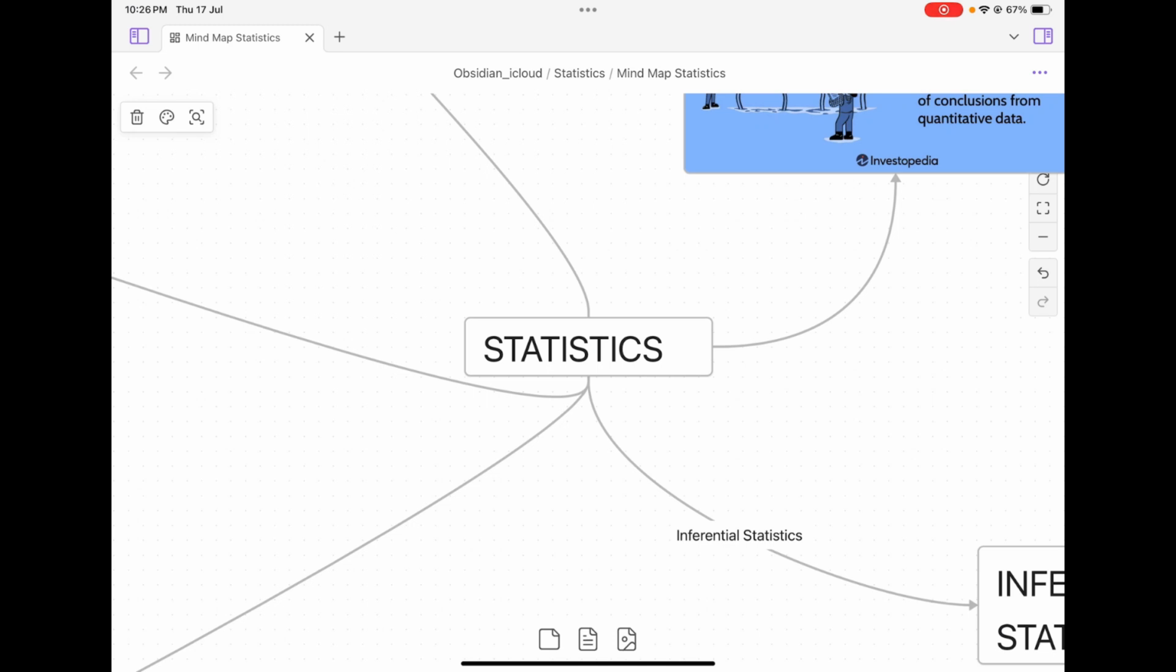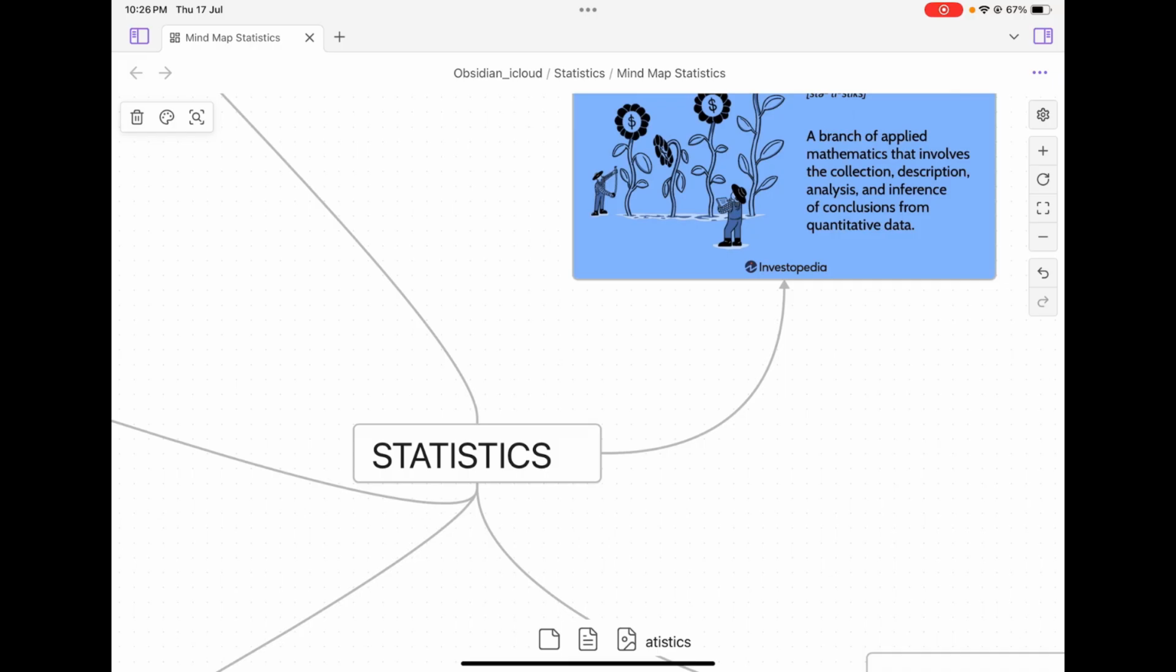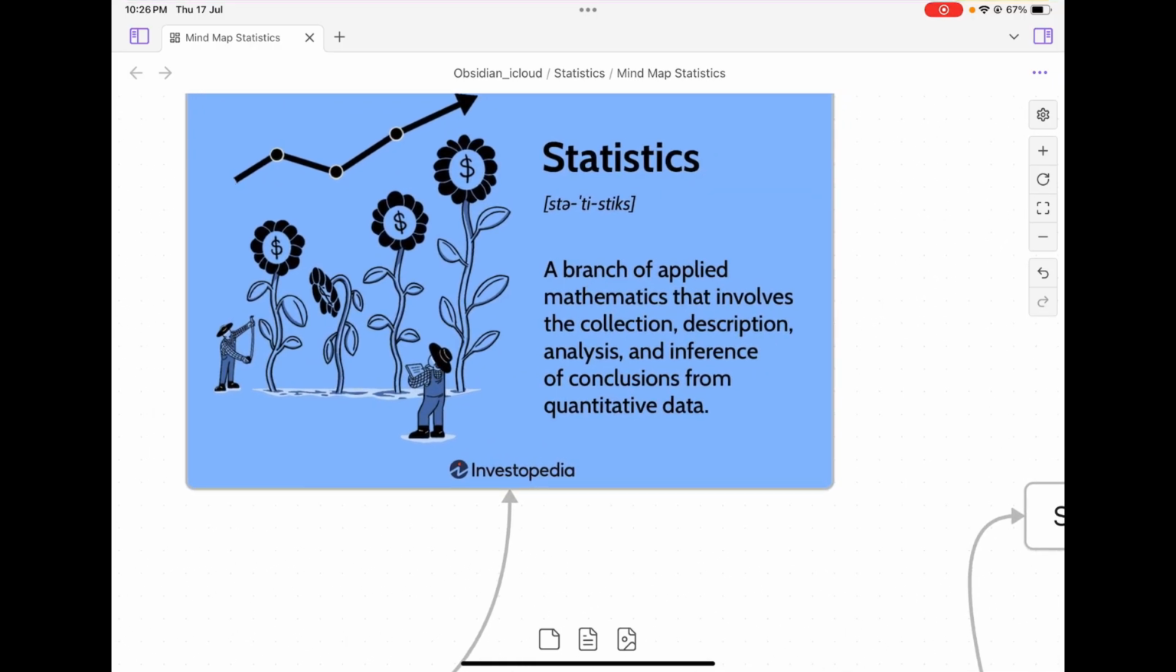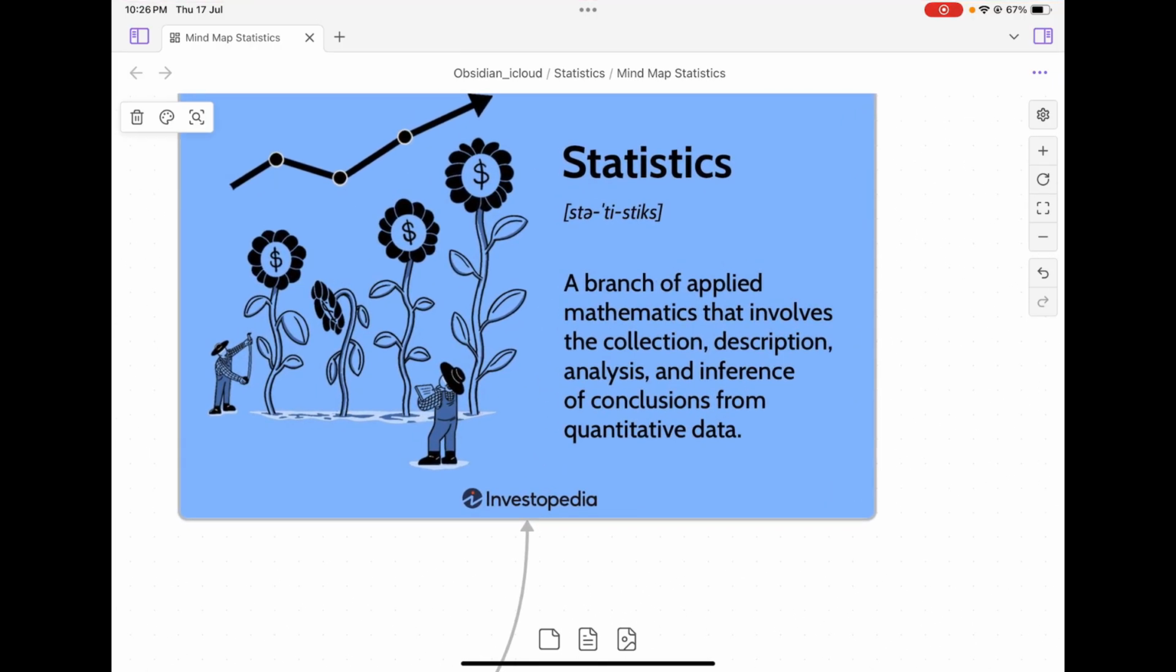Before delving into the details of this course, let us first see what we mean by statistics. Statistics is a branch of applied mathematics that involves the collection, description, analysis, and inference of conclusions from quantitative data. The first step is data collection. You can collect some data. That is the first step. Without data, there is no statistics or data science.